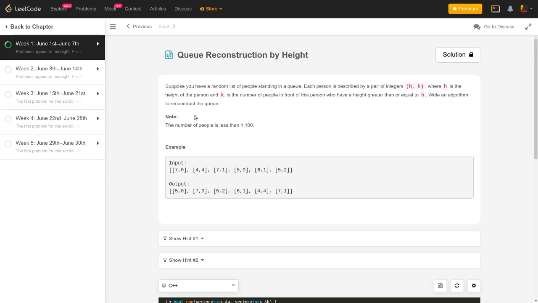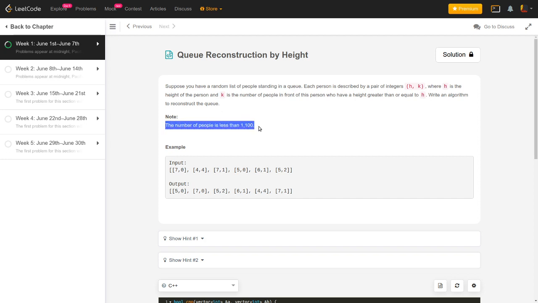Problem number 6, queue reconstruction by height. So let's just go through the problem statement once. Suppose you have a random list of people standing in a queue. Each person is described by a pair of integers h comma k, where h is the height of the person and k is the number of people in front of this person who have a height greater than or equal to h. So you have to notice this part, greater than or equal to h. This is important. Write an algorithm to reconstruct the queue.